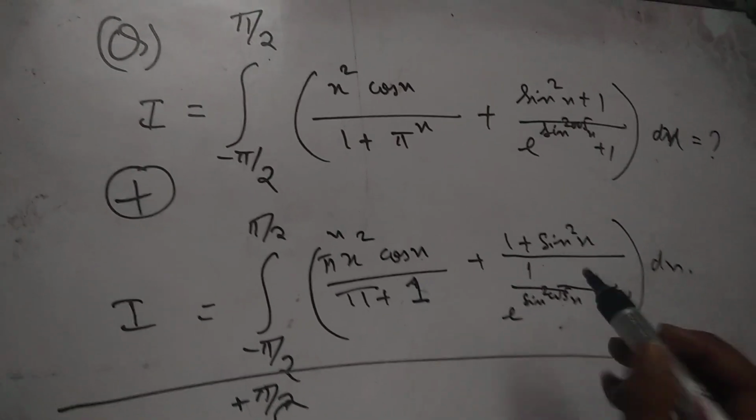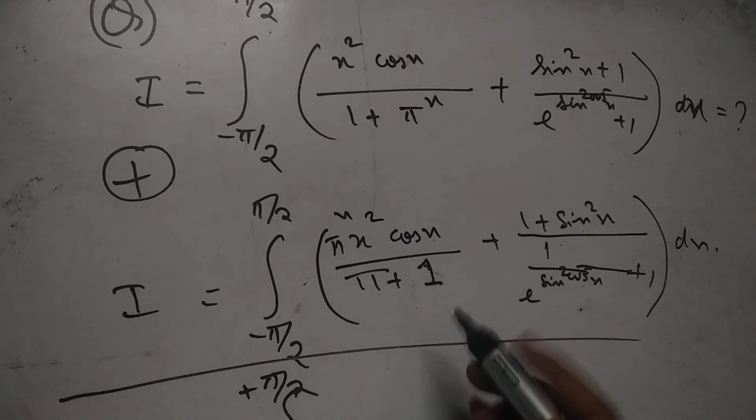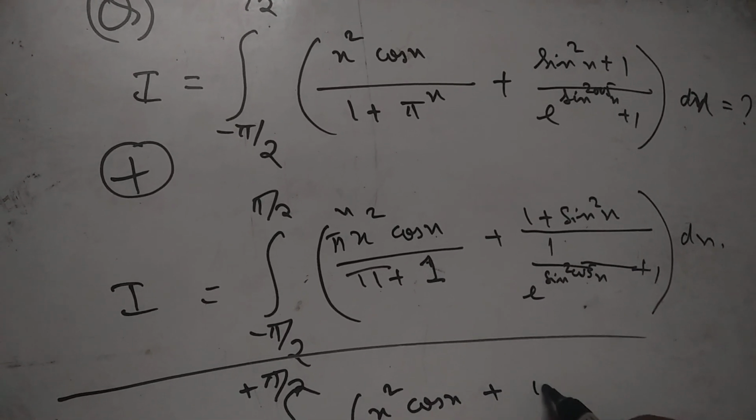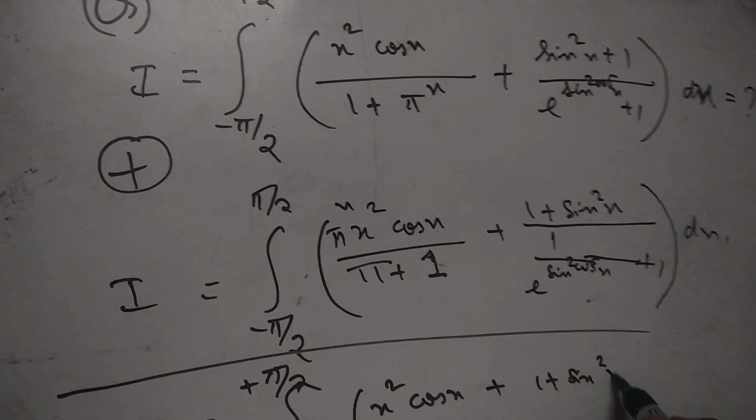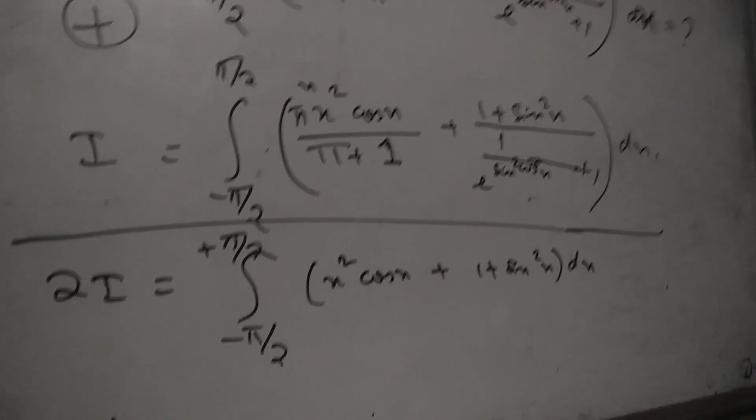right? This will be the same as well. So x square cos x is common and the other thing gets cancelled out, right? So 1 plus sine square x dx. Now from here it is easy to find the integral.